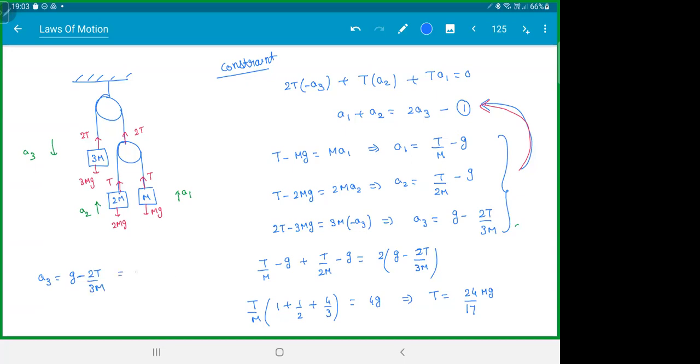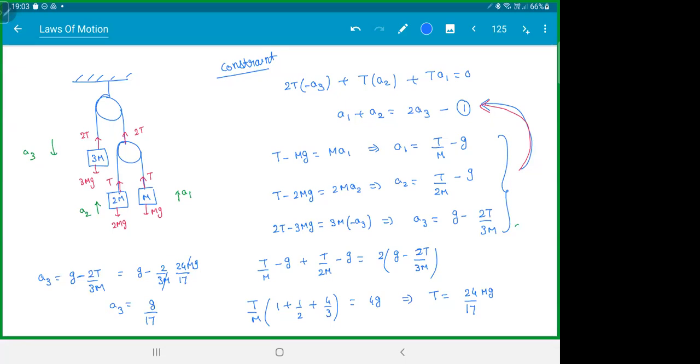Substitute the T here. G minus 2 by 3m, 24 mg by 17. Mm goes off. You get G by 17. That's your acceleration A3. You want A2, put it there. You want A1, put it there. You get whatever you want. This is how you solve with the general method.